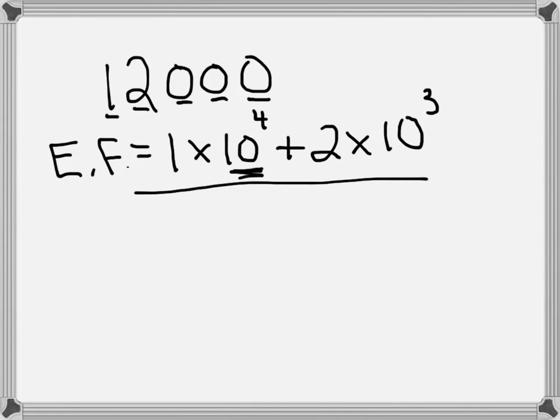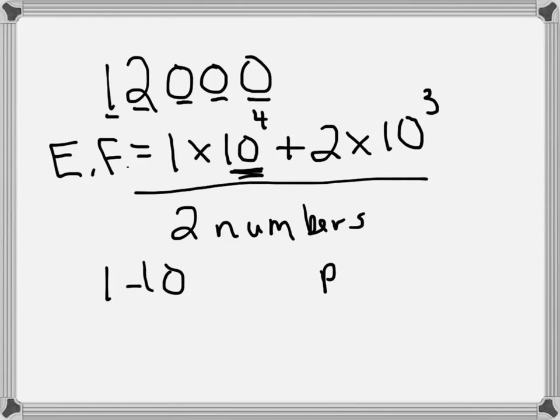Scientific notation is a little bit different. With scientific notation, you always have two numbers, okay? And in scientific notation, the first number is between 1 and 10, and the second number is what we say a power of 10, okay?